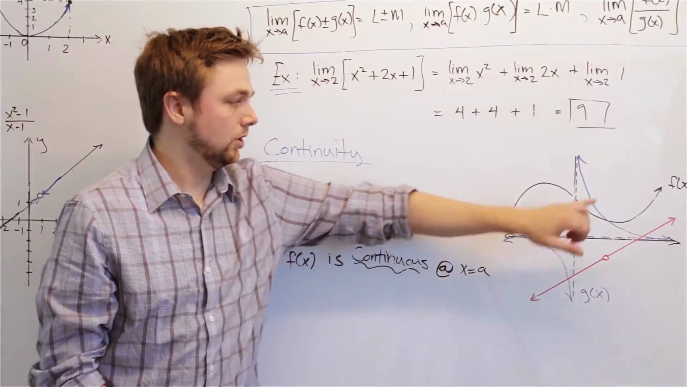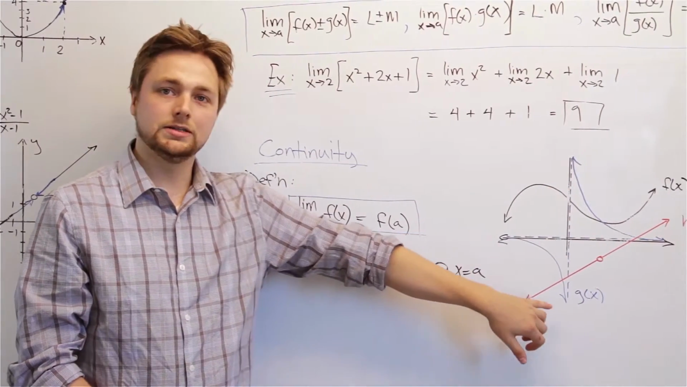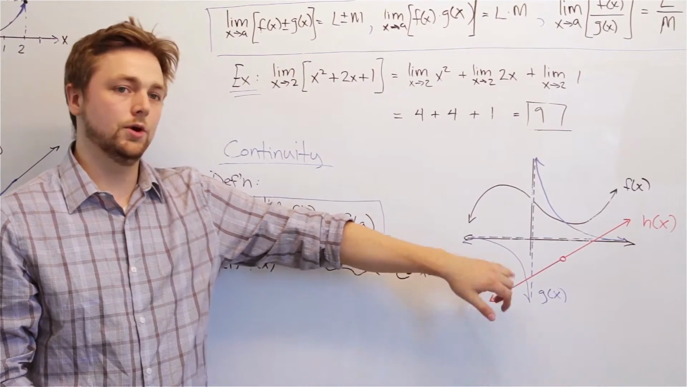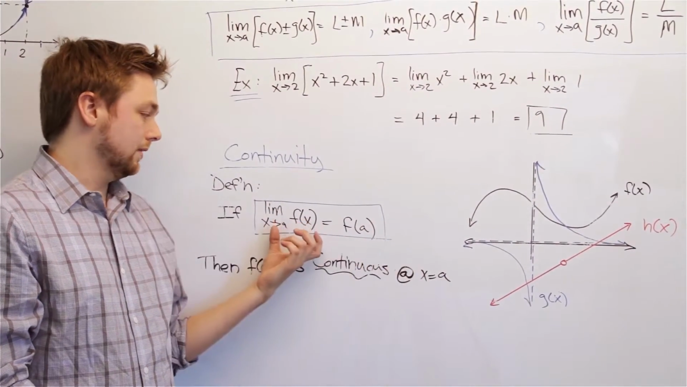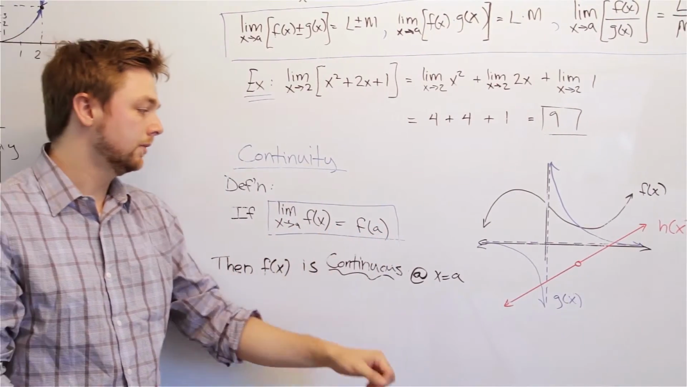And we'll notice that this would also be true for our blue curve, 1 over x. If we plugged in 0 for x, we would have an undefined point. We'd have 1 over 0. So again, the right-hand side would fail, and we would not have continuity.